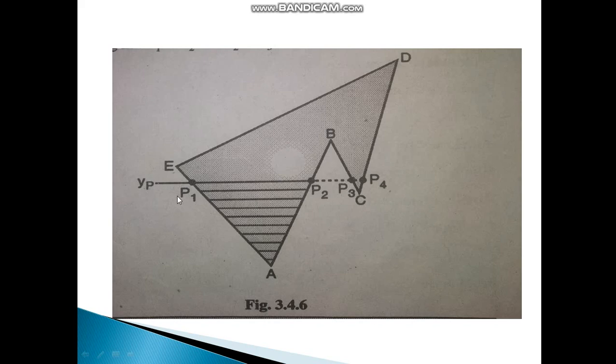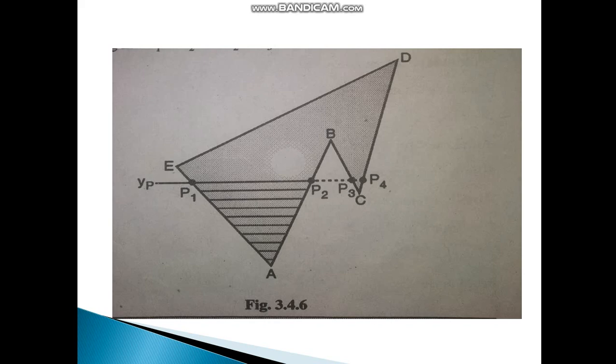So the first time the edges are AE and AB. The second time the edges are only BC and CD. Then the edges are AE and CD. Every time the edge list is different. And using this edge list, we have to find out the intersection point.